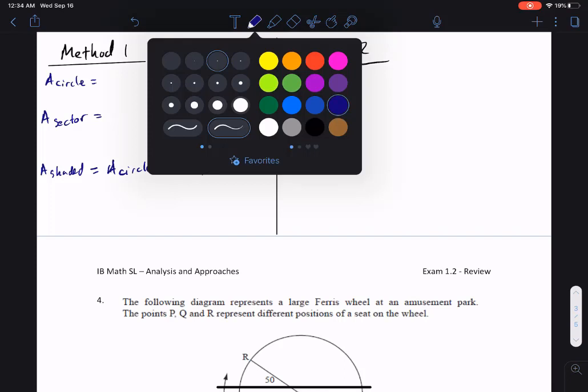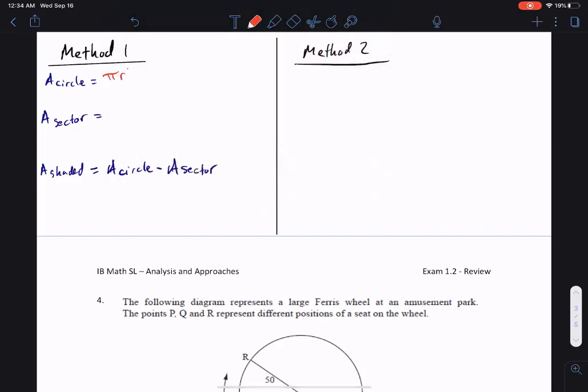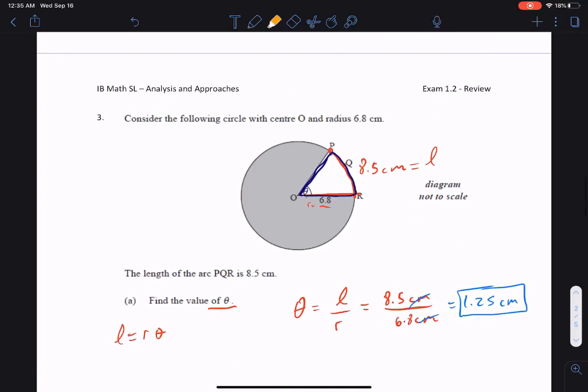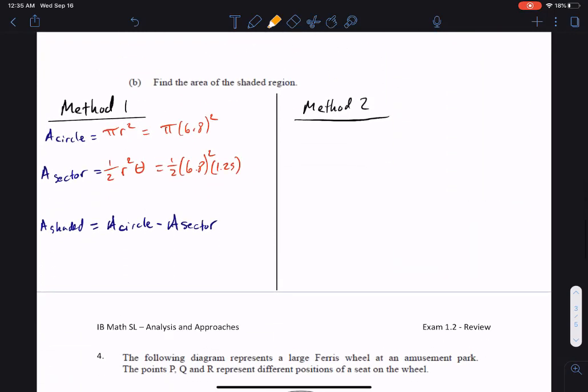Okay, so what's the area of a circle? It's pi r squared. The radius of the circle, they tell you in the question, is 6.8. So this is pi times 6.8 squared. What's the area of a sector? The formula you should know is 1/2 r squared theta. So this is 1/2 times 6.8 squared times the angle theta, which is my central angle I found in the previous question, 1.25. Okay, so when I say area of the sector, I'm talking about the area of the slice of the pie. That's my sector right there. Okay, so there's no ambiguity there.